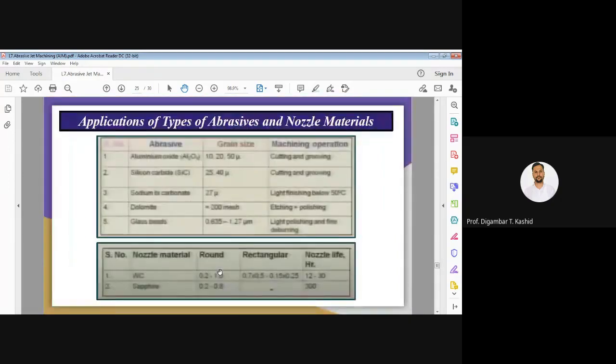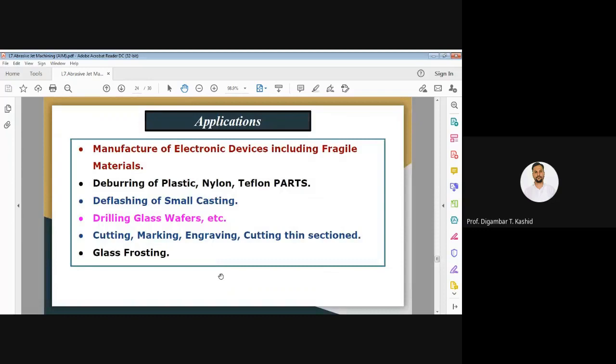Now let us come to the applications. So here I have mentioned some applications. The first application is that it is very much applicable in the manufacture of electronic devices, including devices made of fragile components.